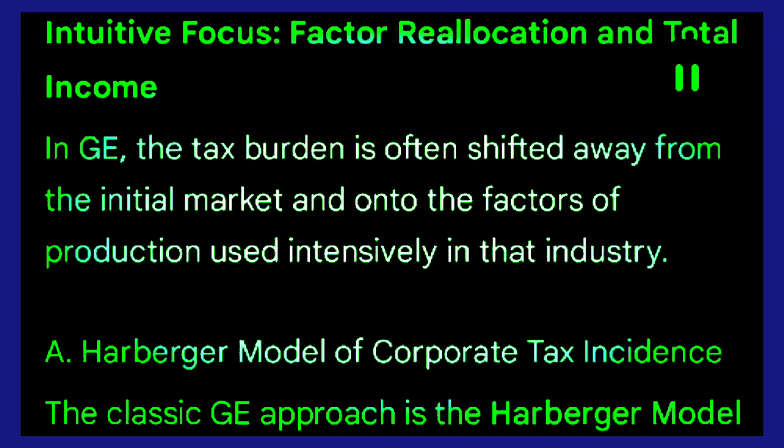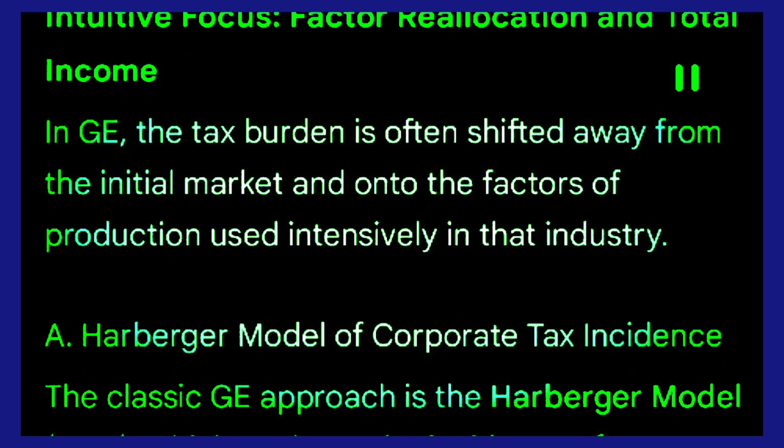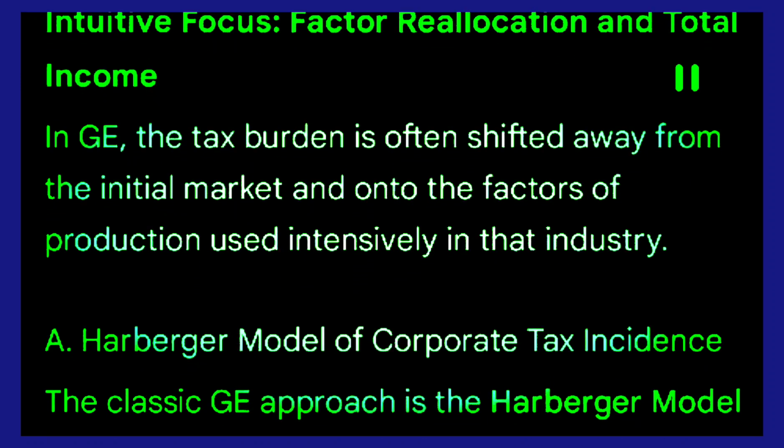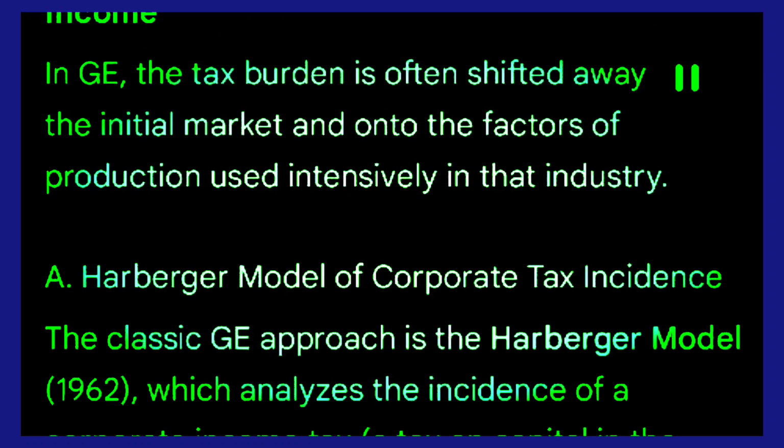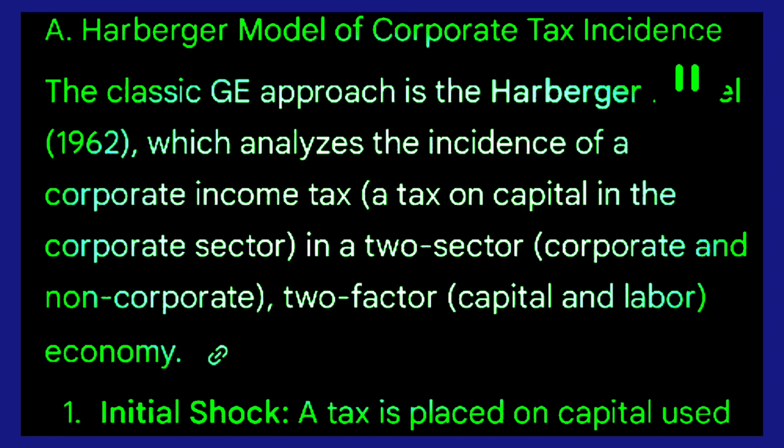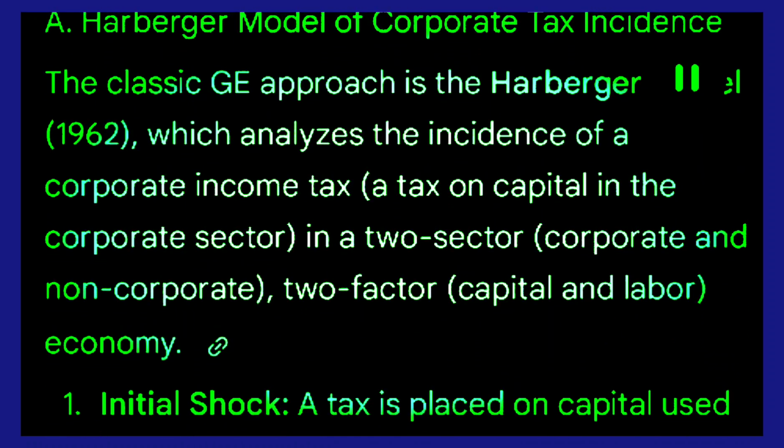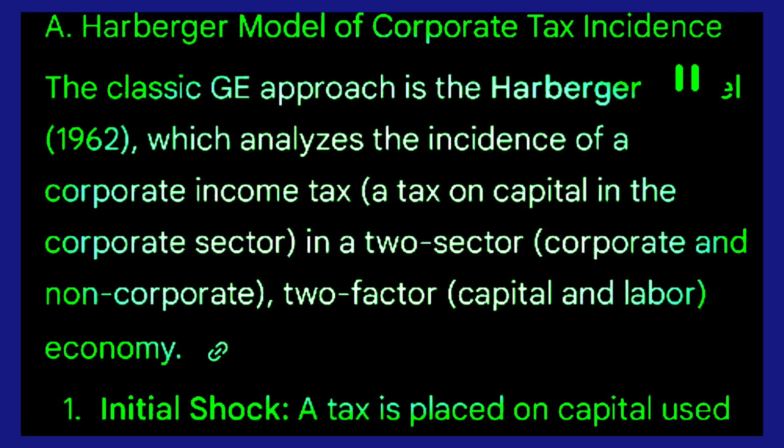In GE, the tax burden is often shifted away from the initial market and onto the factors of production used intensively in that industry. A. Harberger model of corporate tax incidence. The classic GE approach is the Harberger model, 1962, which analyzes the incidence of a corporate income tax, a tax on capital in the corporate sector, in a two-sector, corporate and non-corporate, two-factor, capital and labor economy.